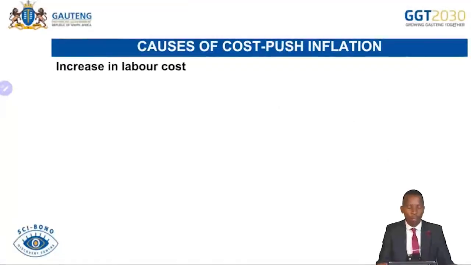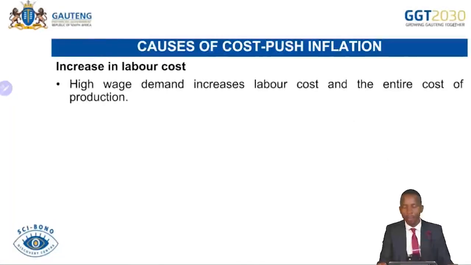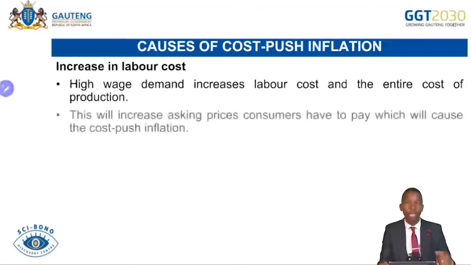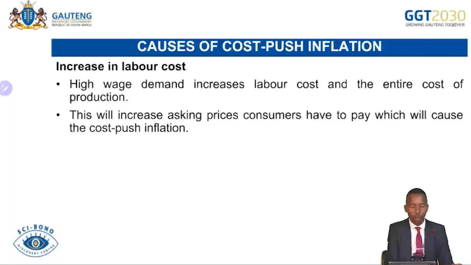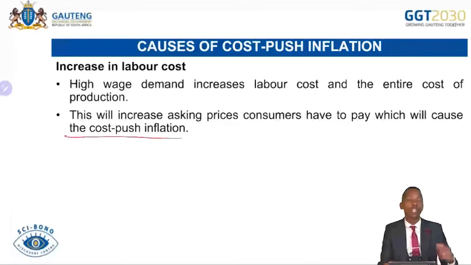Increase in labor cost. High wage demand increases labor cost and the entire cost of production, because remember, the labor cost is part of production cost. This will increase asking prices consumers have to pay, which will cause the cost push inflation. If ever the labor cost is very high, that entirely increases the cost of production, which will mean now producers have to increase their selling prices just to recover that higher cost of labor.